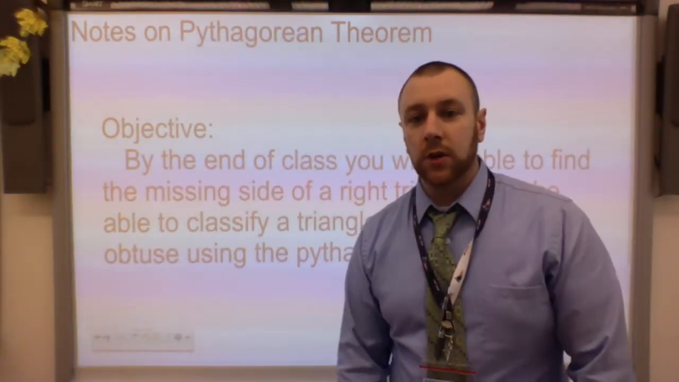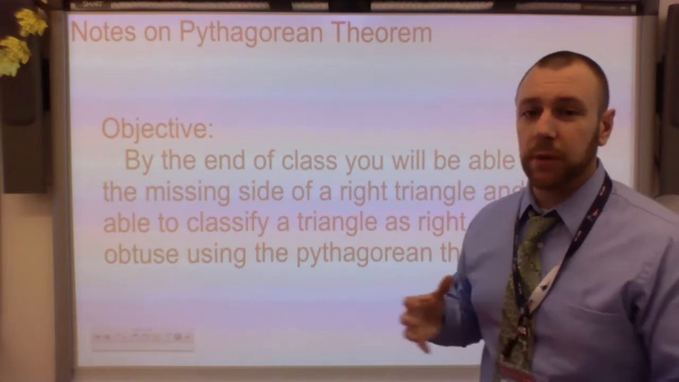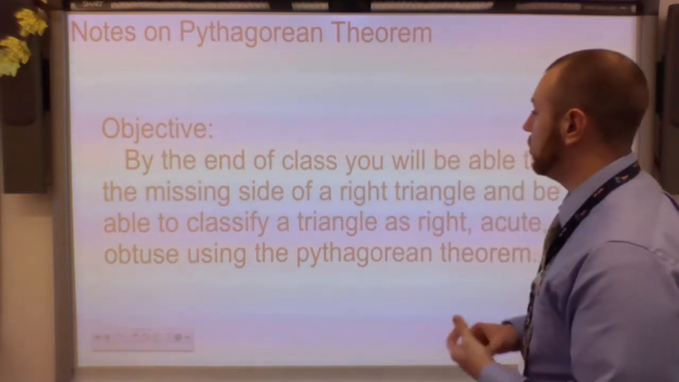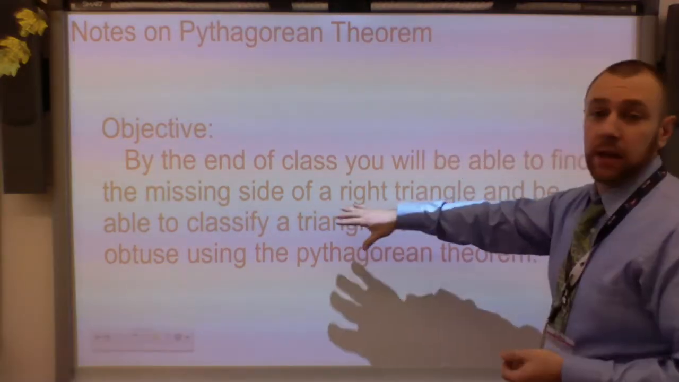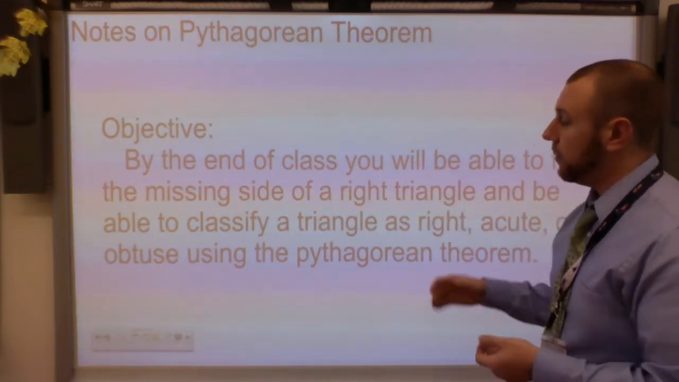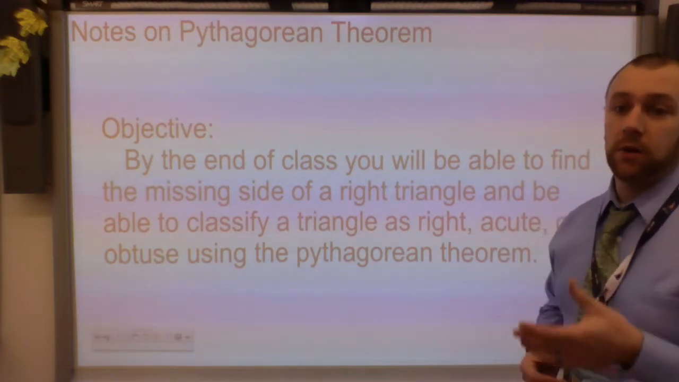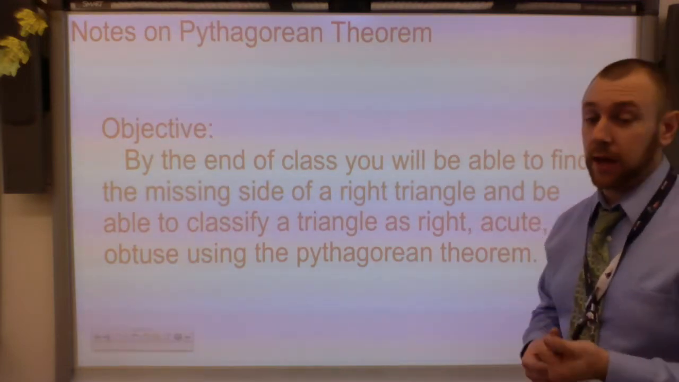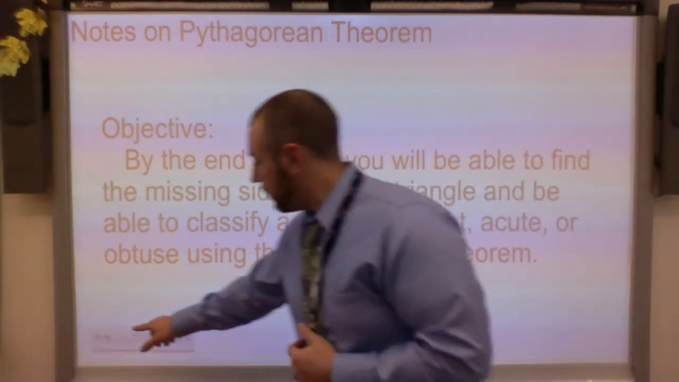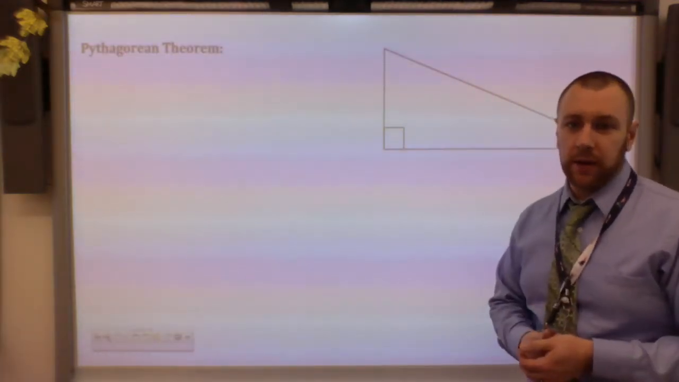Hey guys, so this is all about the Pythagorean Theorem. By the end of this video, you're going to know how to find the missing side of a right triangle, specifically a right triangle. And then you're going to be able to classify a triangle as right, acute, or obtuse using the Pythagorean Theorem. So first thing we need to discuss is what the heck is the Pythagorean Theorem?